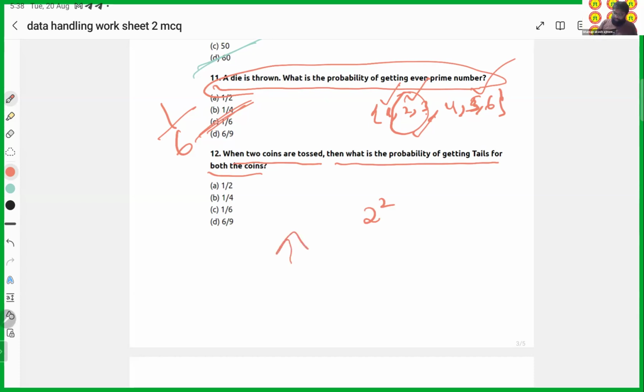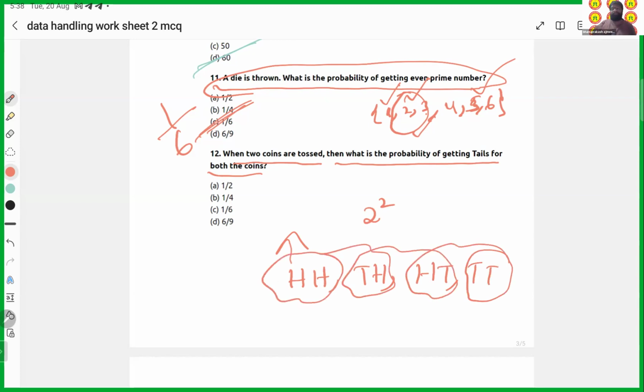First head, tail, tail. Only these outcomes. This is the sample space, the overall space. If you just throw two coins in the air, how will they land? Will it be half head, half tail? No. So these are all the possibilities, the total number of possibilities. And what they are asking is tails for both the coins. So 1 by 4 is the answer.